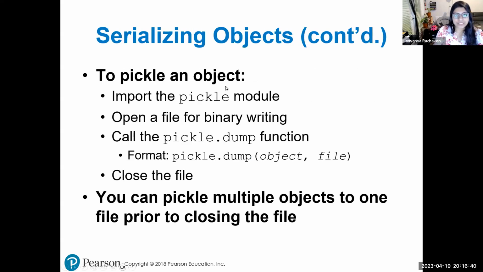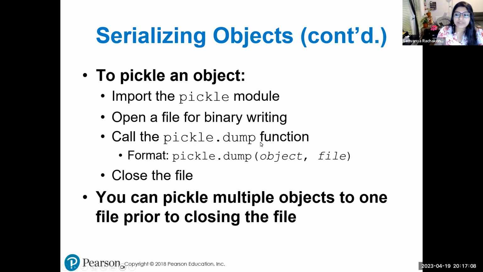So to pickle an object, the basic thing we are supposed to do is import the pickle module and open the file for binary writing. This is because we are converting the object into bytes, which are zeros and ones, right? That is from chapter 1. So that's the reason why we are opening the file in binary writing. When you take an object and convert that into zeros and ones, that is the reason why it is binary write.